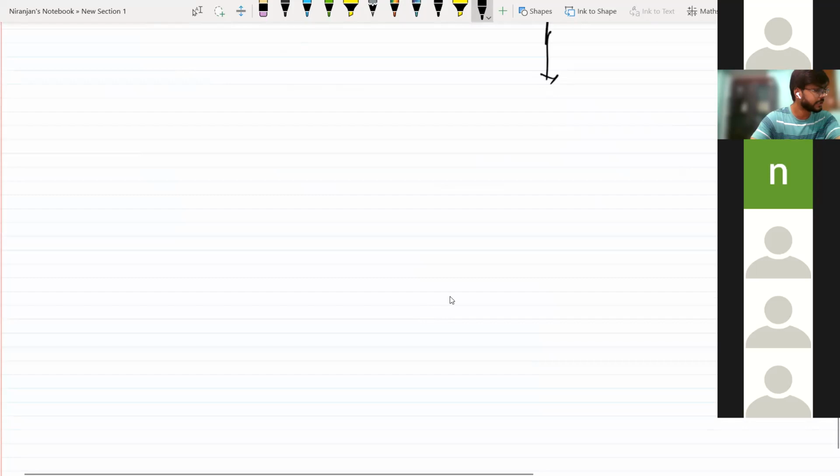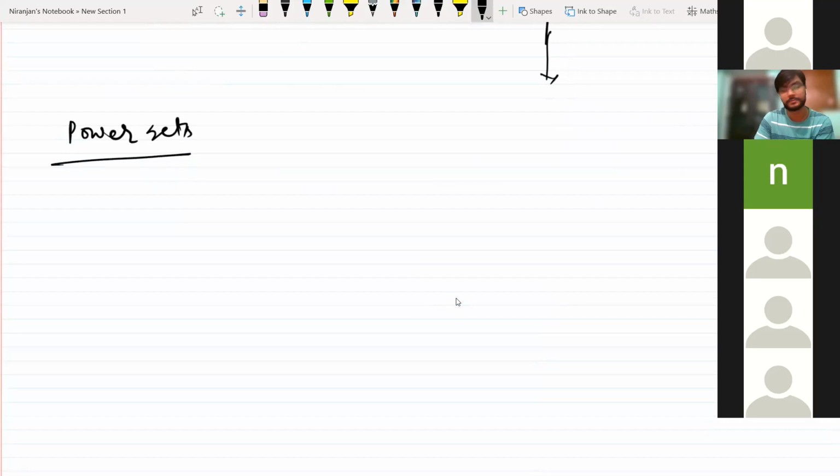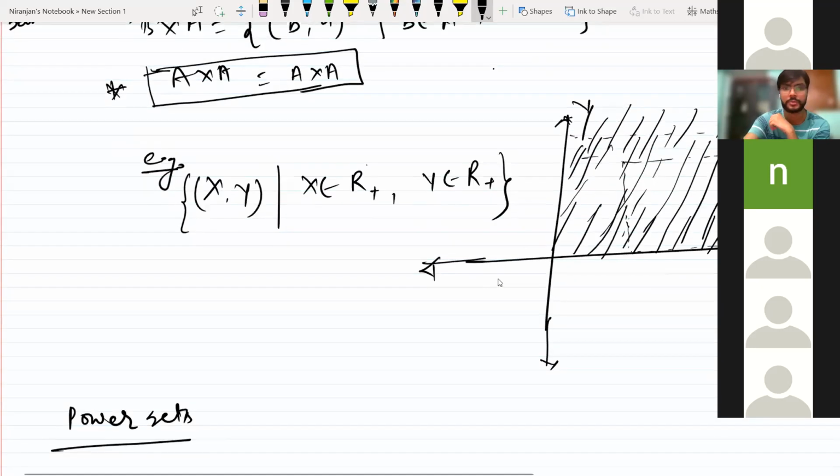Moving on, we should talk about power set. You guys are making notes? Yes, sir. So what is R there? Real numbers, but just the positive part, not including 0. I haven't included the origin as well.